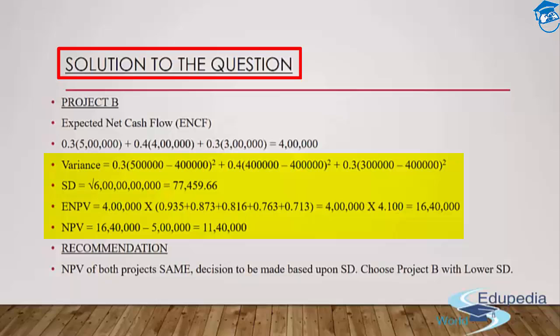So what to do? There is a tie now. Which way to go? Simple. The one which is going to provide you the lower risk, the lower standard deviation, you'll have to opt for that only. Why? Because that is a profitable option for you. So the recommendation: since the NPV of both the projects is the same, the decision is required to be made based on standard deviation, that is your risk. So we need to choose project B. Why? Because it is going to provide you the lower standard deviation. So lower risk but better rewards.